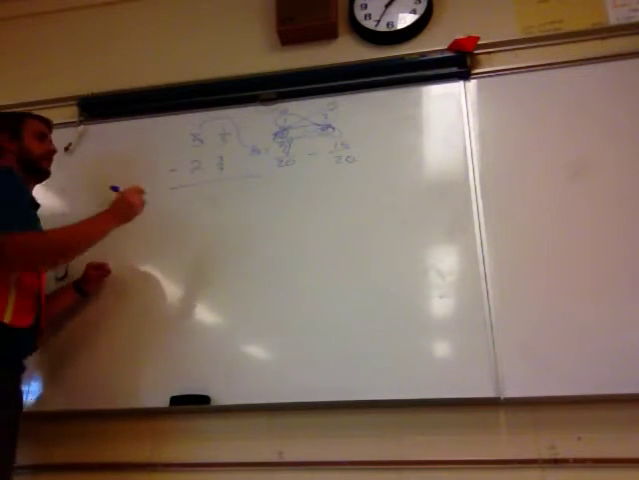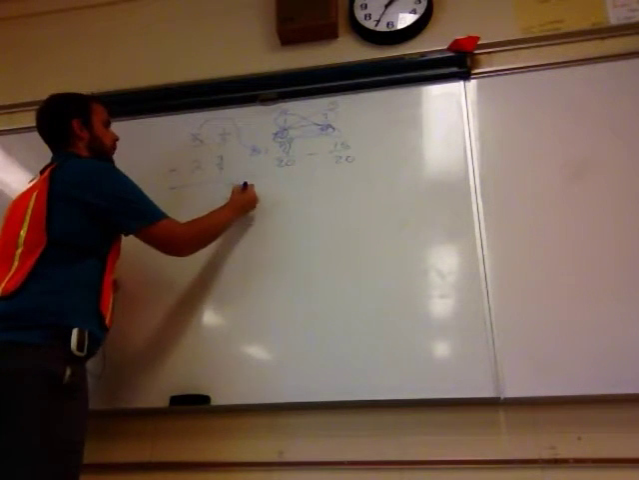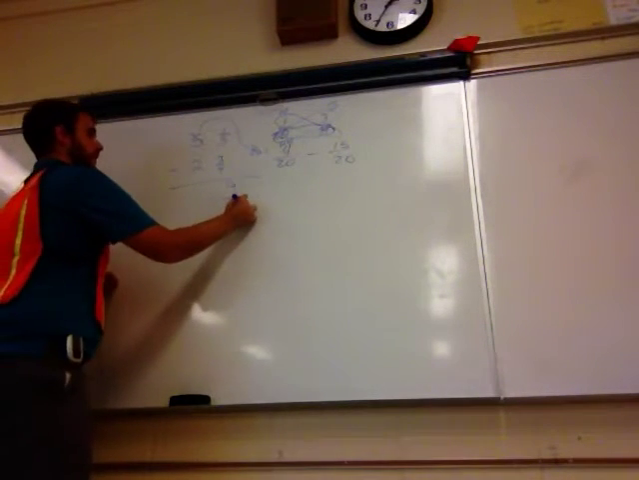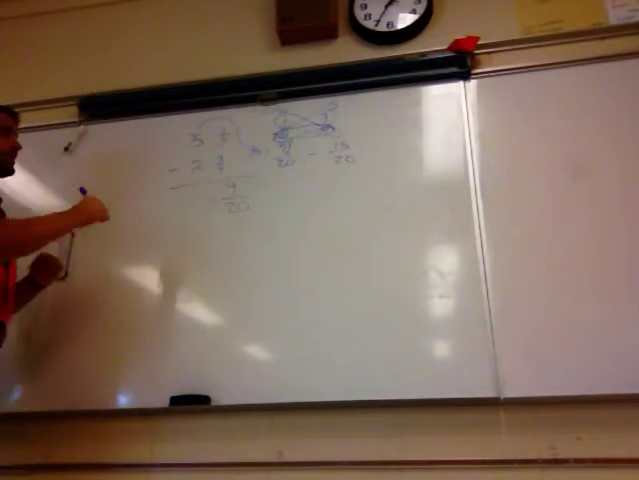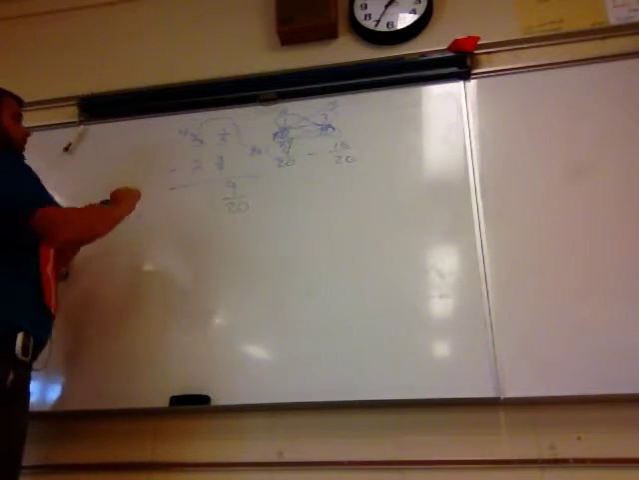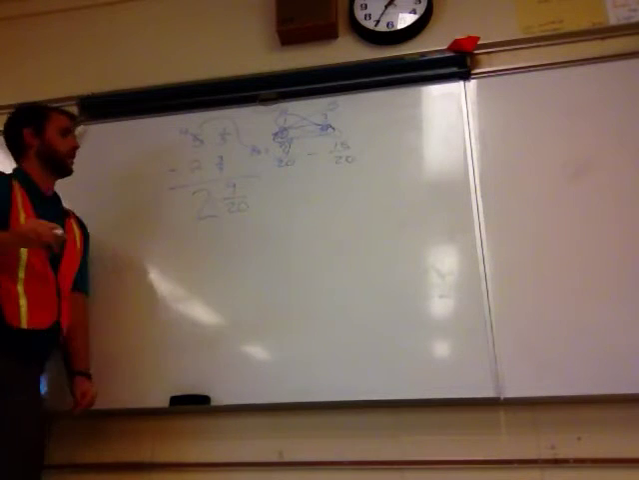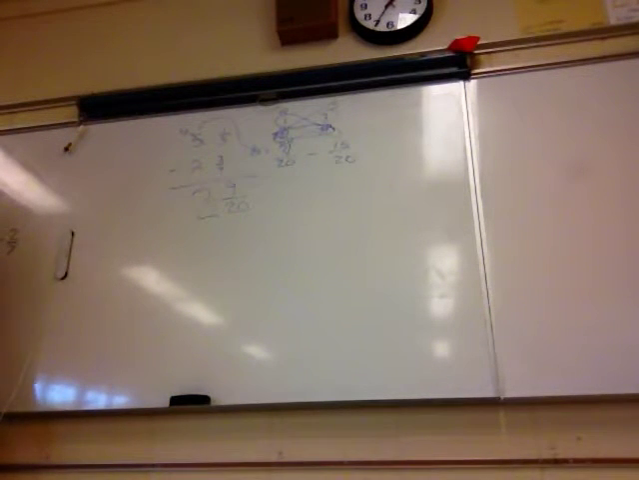9. 9 over, what's our common denominator? 20. Now what's our whole numbers now? 4 minus 2 equals 2. Does that make sense how we got there?